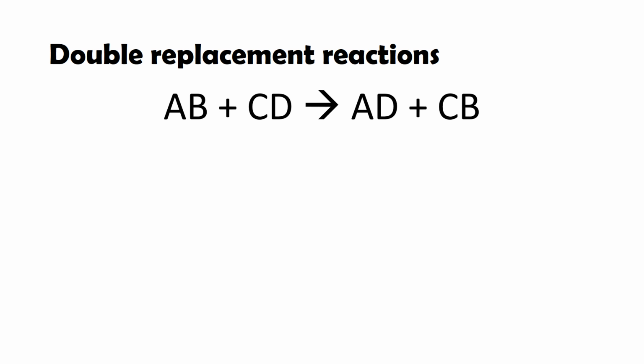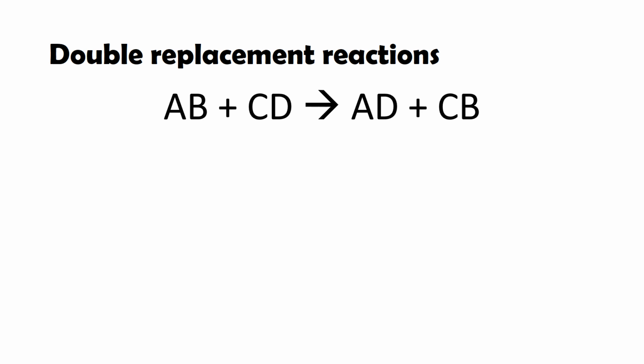Our final reaction type is the double replacement reaction, which can also be called a double displacement reaction. In this reaction type, the positive metal cations in two ionic compounds trade places, as do the negative non-metal anions. This type of reaction can be represented by the pattern AB plus CD produces AD plus CB.